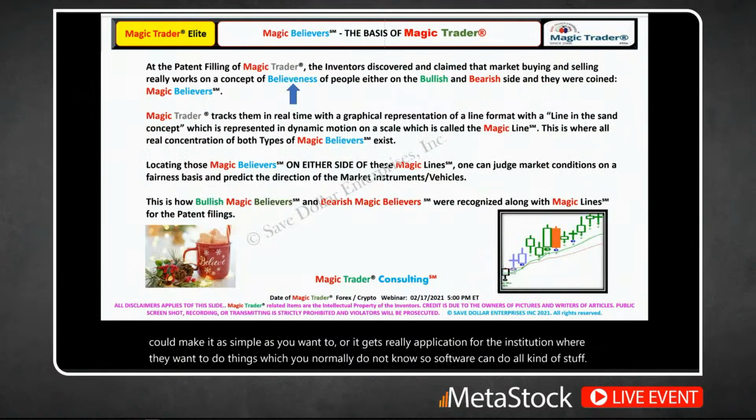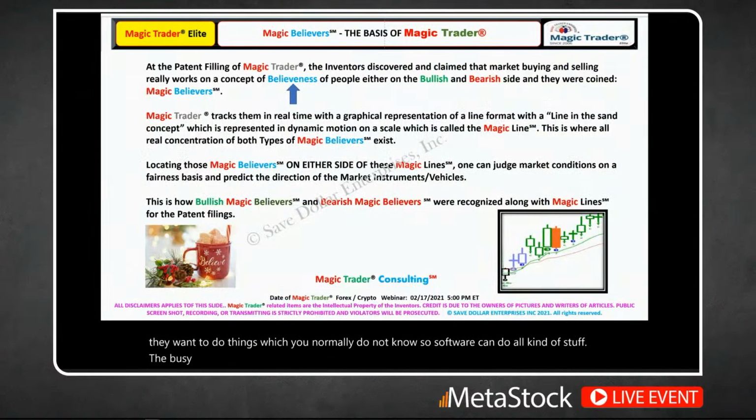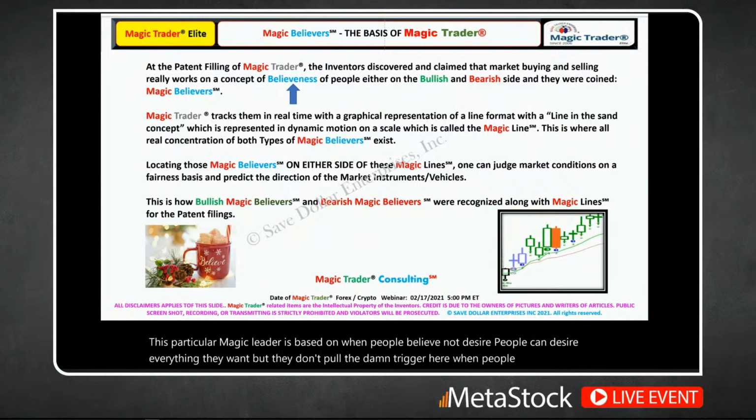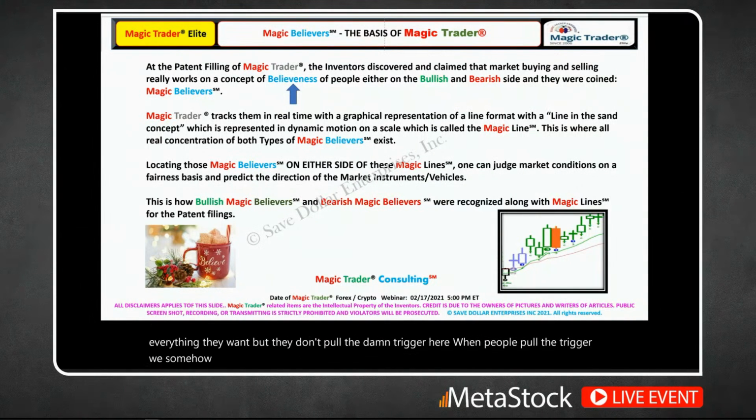Now, the basis of Magic Trader is the FXTA was patented based on a cumulative desire to buy and sell the securities. This particular Magic Trader is based on when people believe, not desire. People can desire everything they want, but they don't pull the damn trigger. Here, when people pull the trigger, we somehow figured out how to know. And instantly, everybody's force comes together, and that's what Magic Trader does.